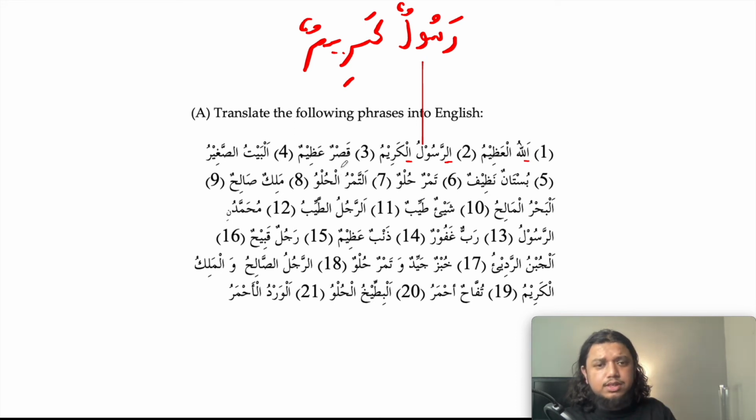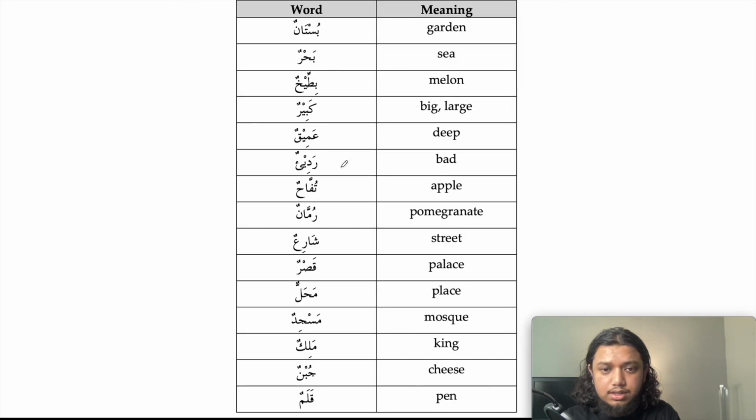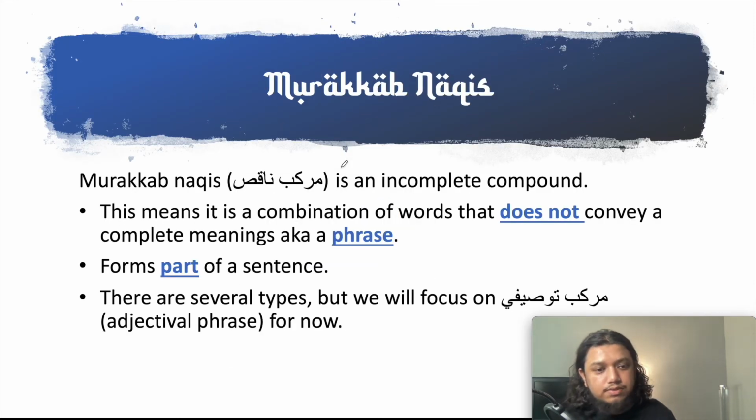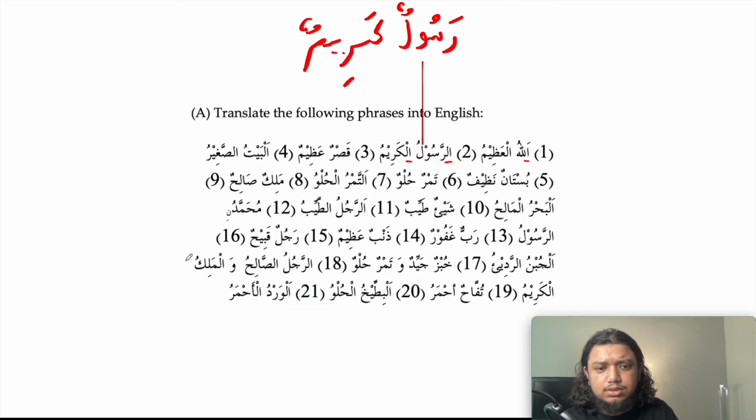If you think about it for a second, I mentioned that murakkab tawsifi is incomplete. Why is it incomplete? It doesn't convey a complete meaning, right? It forms part of a sentence. As you can see, it's a phrase. It forms part of a sentence. So you might be wondering, what does that mean? This is a good example.